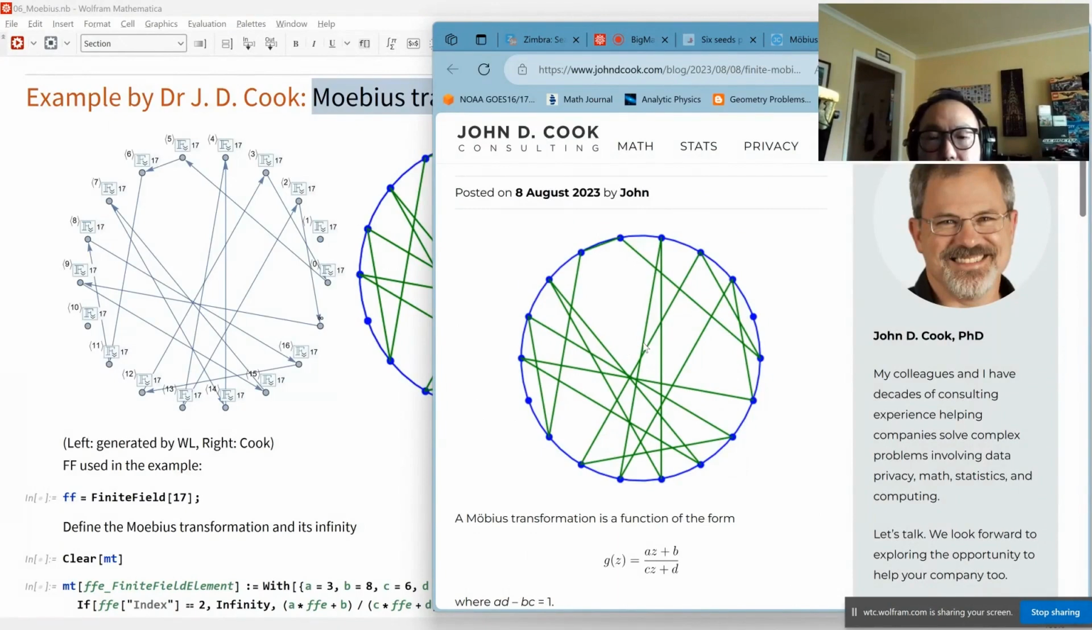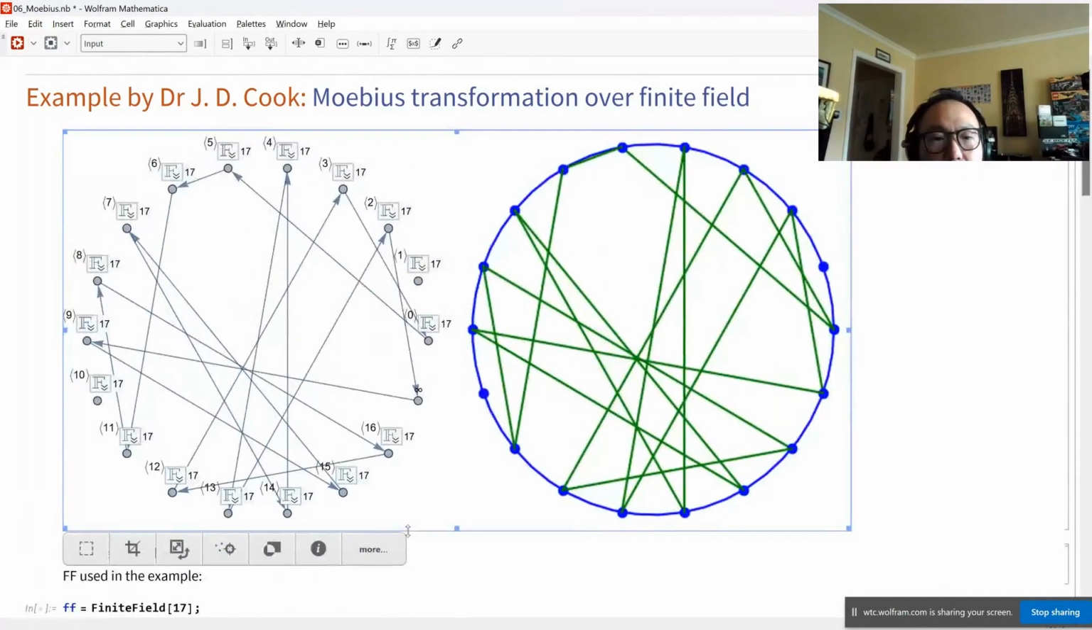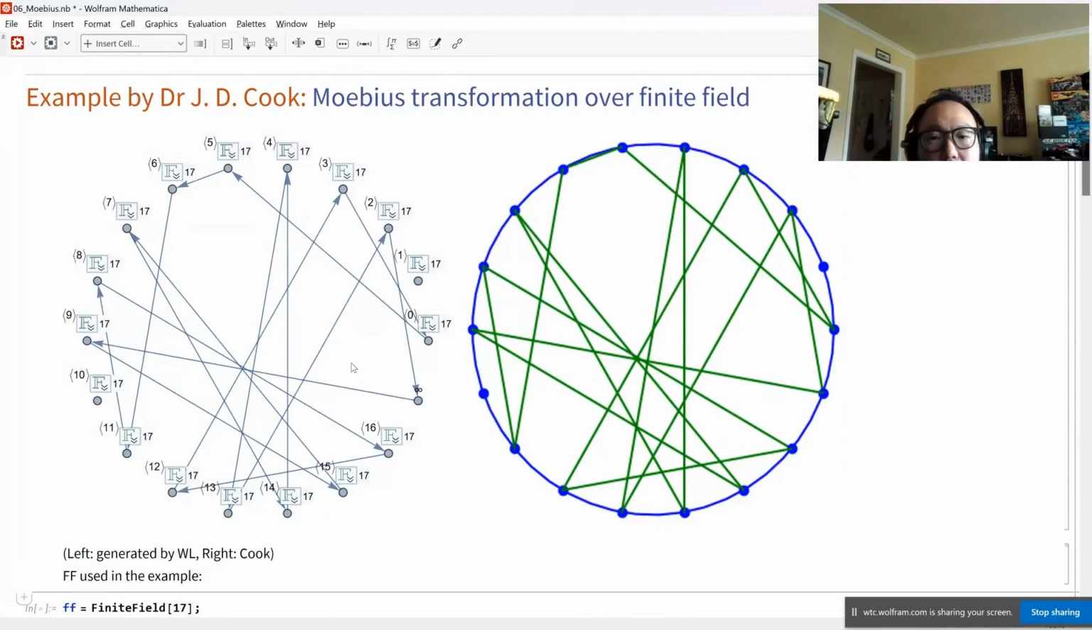This is used in cryptography. It uses a finite field to generate a random permutation. If you look at these two graphs, the left one is generated within the latest version of Wolfram Language, and the right one is from the web page. They should look exactly the same.